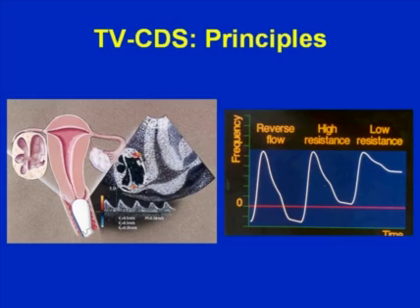And rather than quantifying the relative impedance values, the RI, which is resistive index, which is systolic minus diastolic over systolic, or the pulsatility index, which is systolic minus diastolic over the mean, we really can differentiate high from low resistance and also detect when there's reverse flow, which is a very high impedance to forward flow.